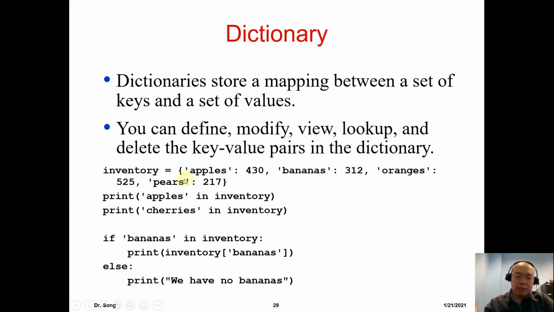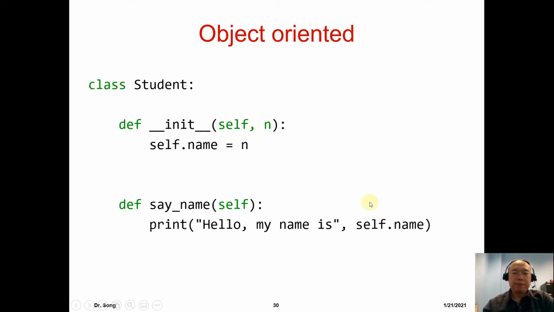For the syntax, we are using curly braces, and then a key, colon, value, another key, colon, another value. Okay, so that's it for the dictionary, and this is a type we are going to do a deeper dive into in this course. Okay, the next part, object-oriented.